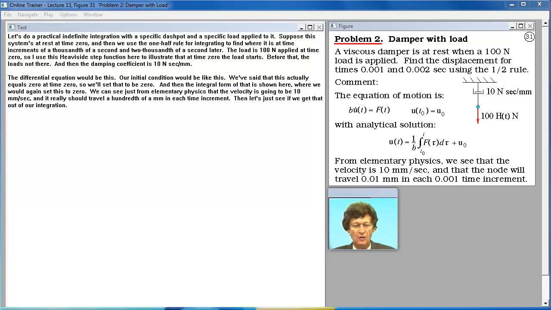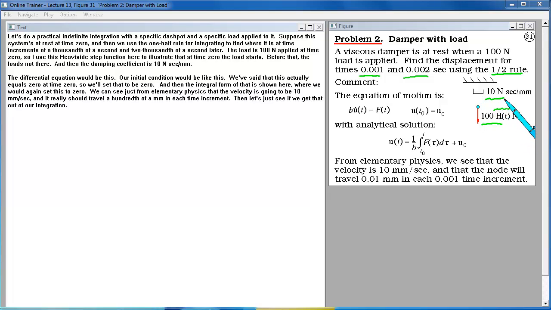Let's do a practical numerical integration with a specific dashpot and a specific load applied to it. Suppose this system's at rest at time 0, and then we use the 1/2 rule for integrating to find where it is at time increments of 1,000th of a second and 2,000th of a second later. The load is 100 newtons applied at time 0, so I use this Heaviside step function here to illustrate that at time 0 the load starts, and before that the load's not there. And then the damping coefficient is 10 newton seconds per millimeter.